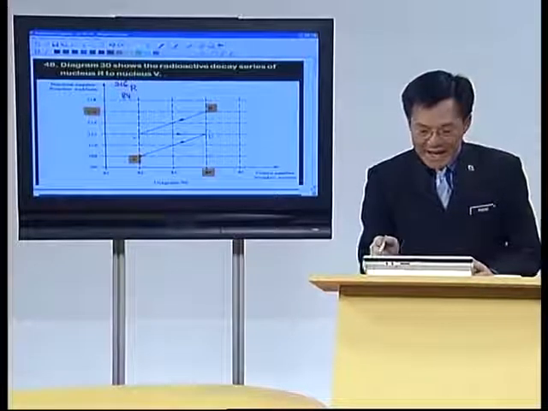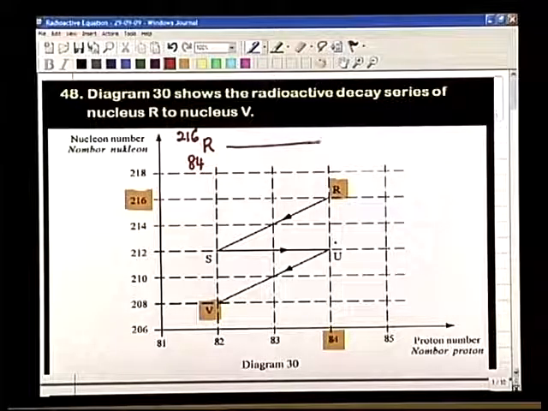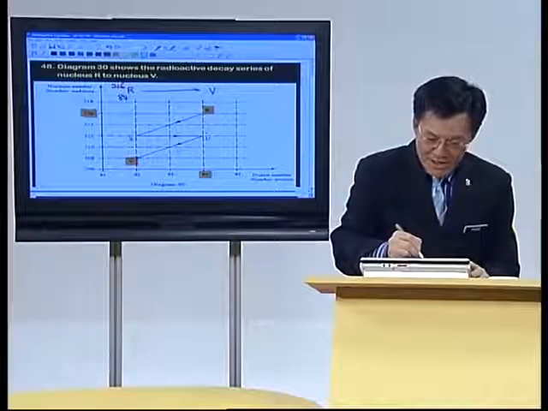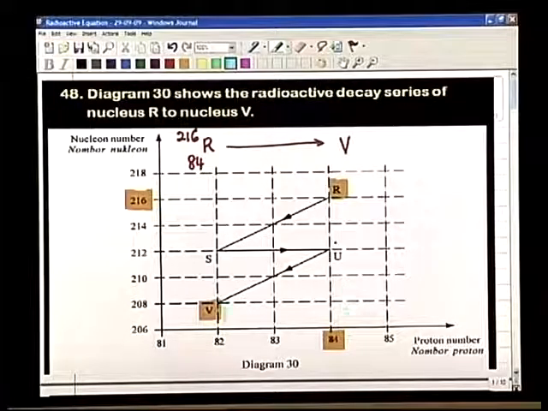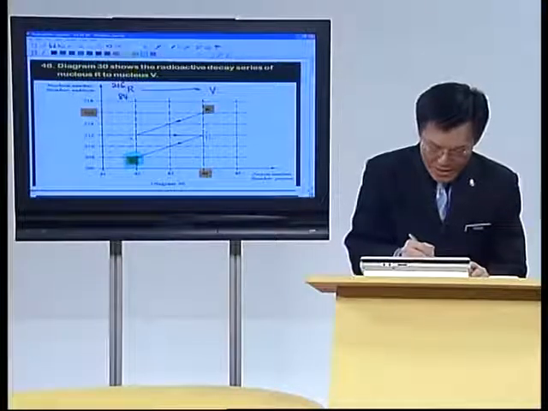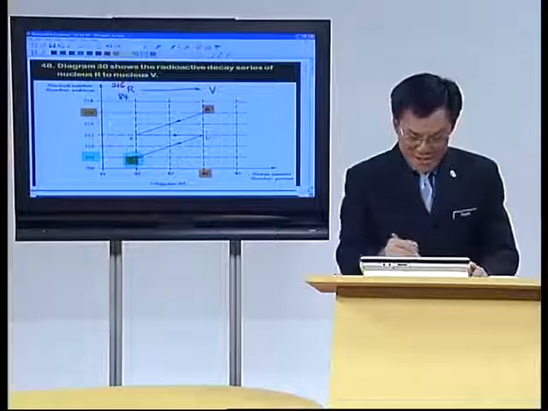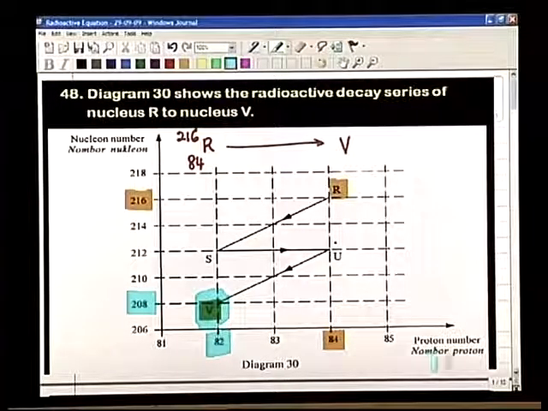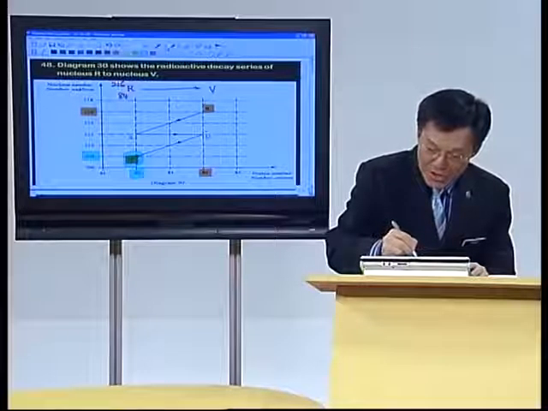Now it decays to form V. And what is V? Draw an arrow. Alright, I'll write down V here. I'll use another highlight color. Okay, now look at V. Alright, so what is the nuclear number? 208. What is the proton number? 82. Alright, so very good. I'm going to write it down now.